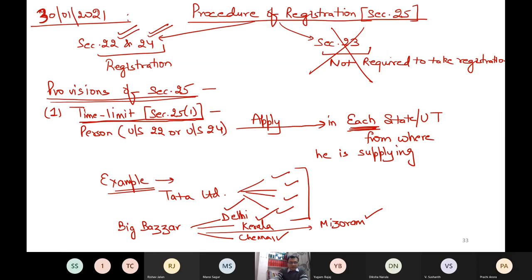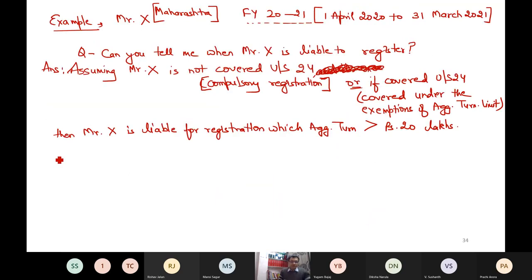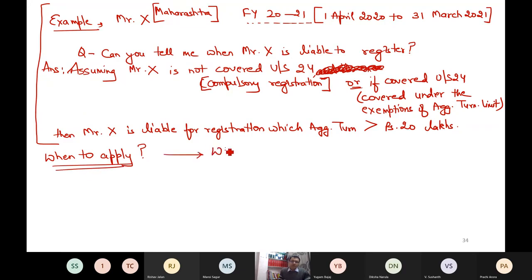Now, the next question arises, the conceptual question. This was the example. Now the concept goes on: when to apply. This is the next point. When to apply under section 25(1)? Do you remember when to apply? The time is within 30 days from the date when liable.